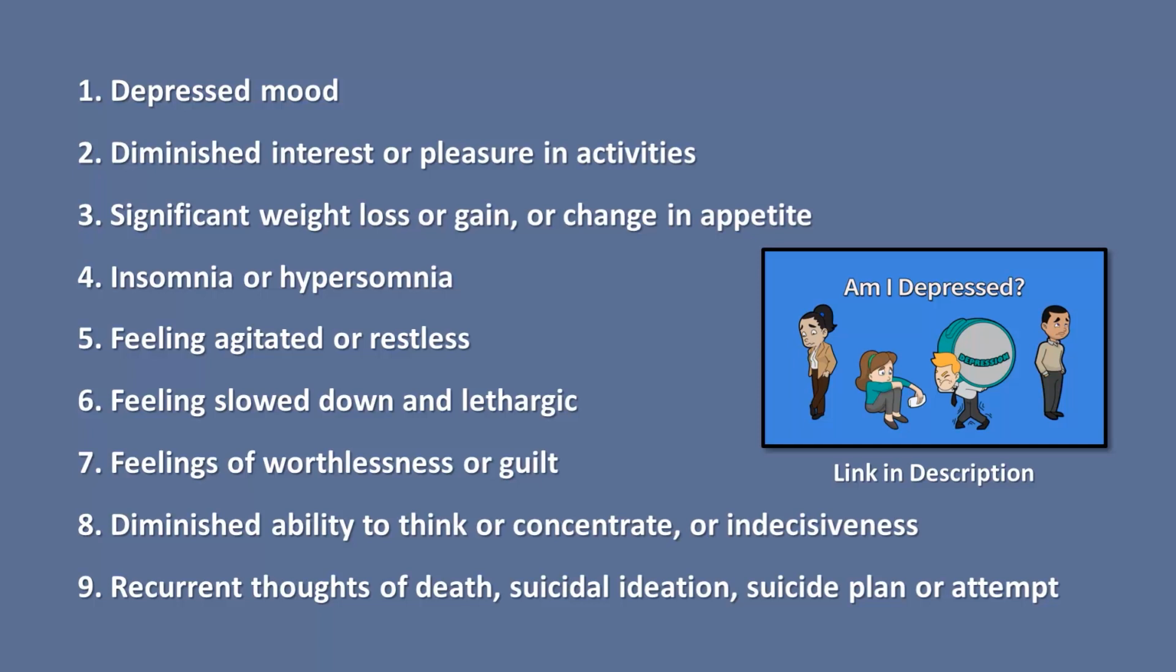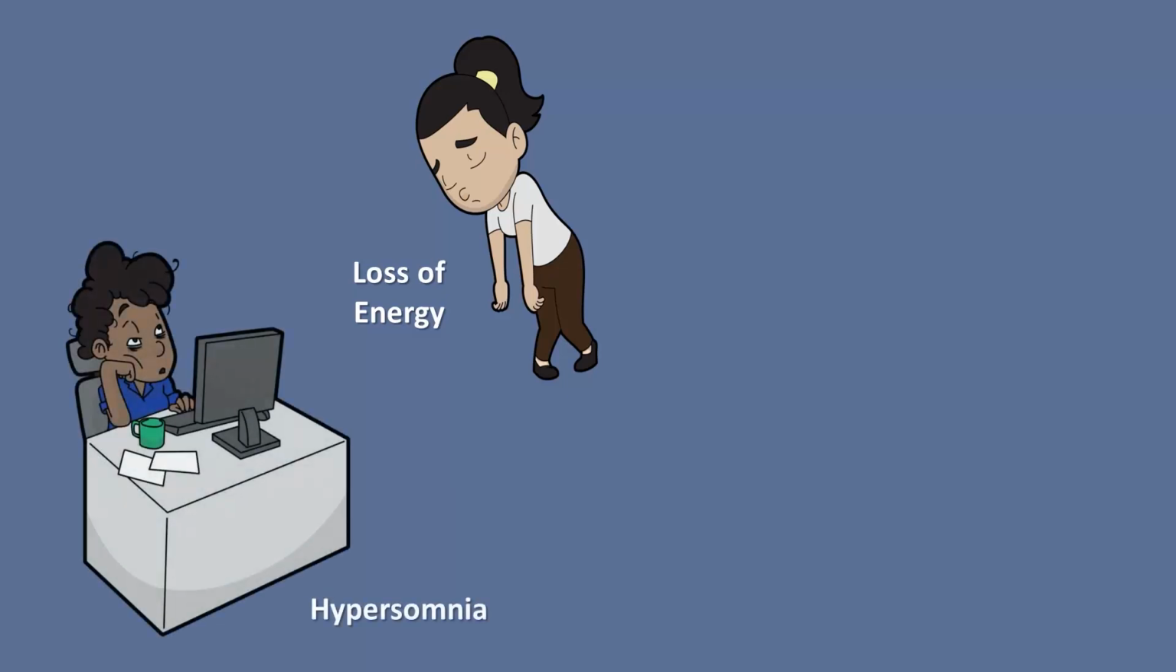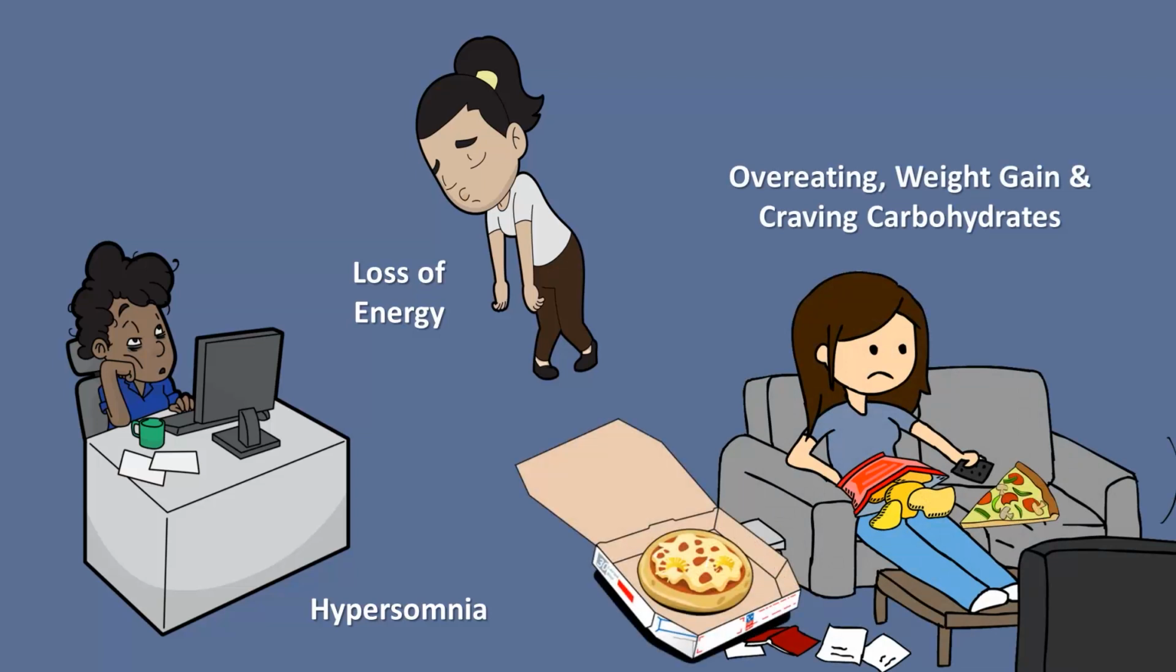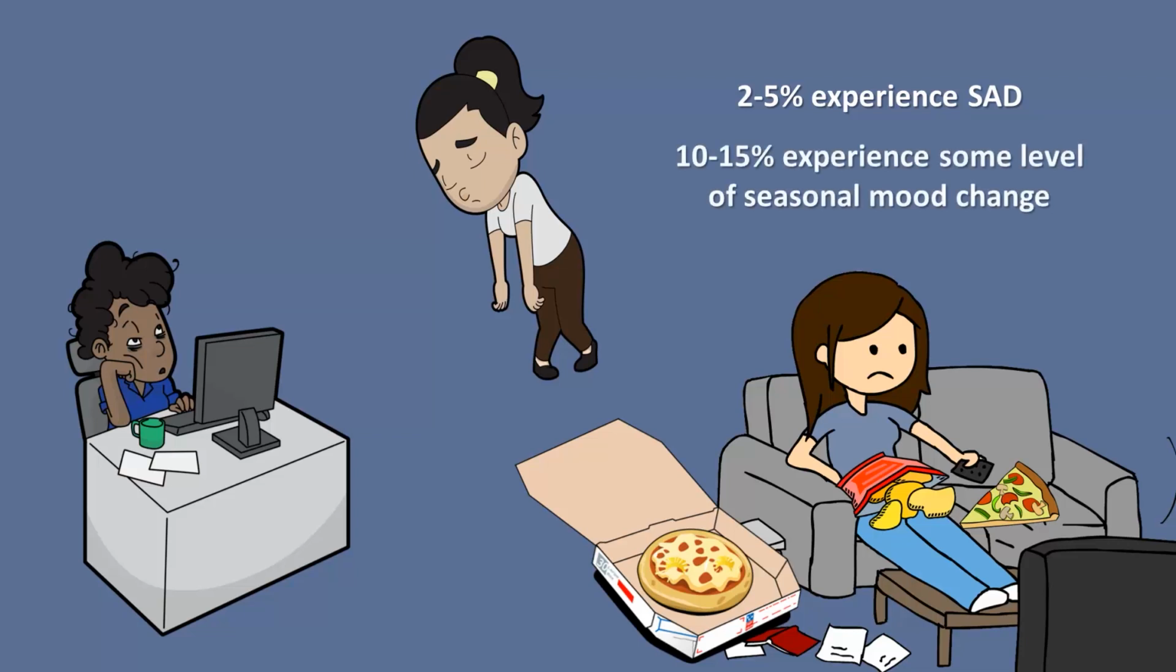And seasonal affective disorder is often characterized by loss of energy, hypersomnia, overeating, weight gain, and craving carbohydrates. And many people who don't meet the full criteria for depression still experience some level of seasonal mood change with many of these symptoms. And about 2 to 5% of the population experience seasonal affective disorder, and 10 to 15% experience at least some level of seasonal mood change.